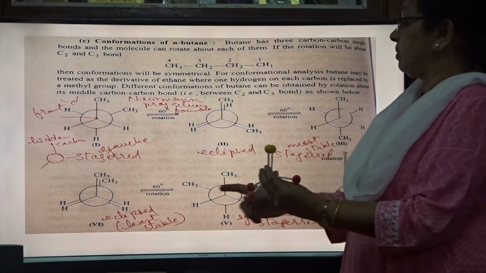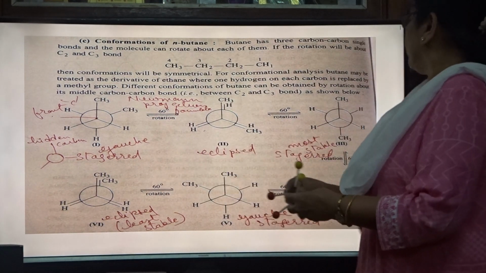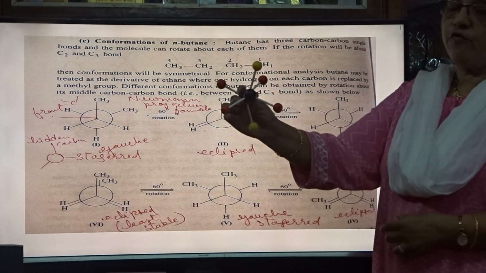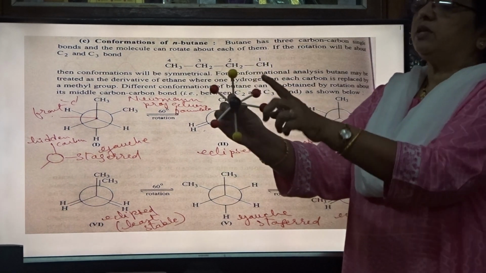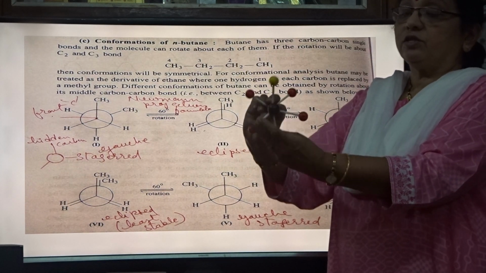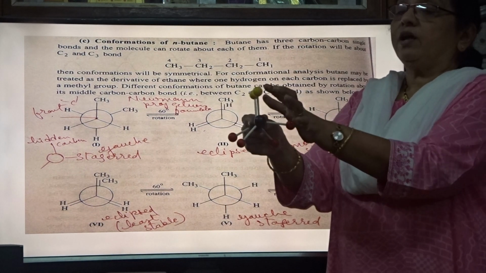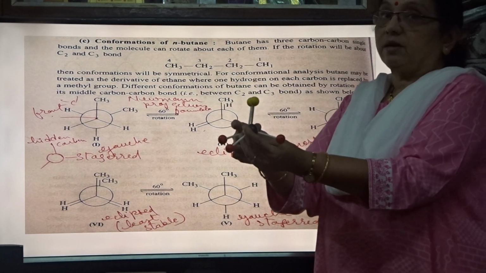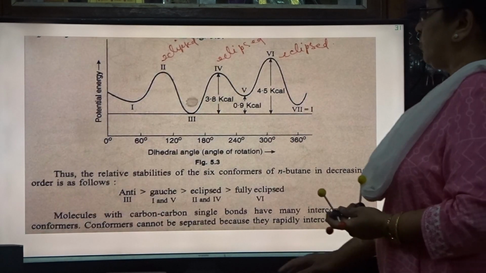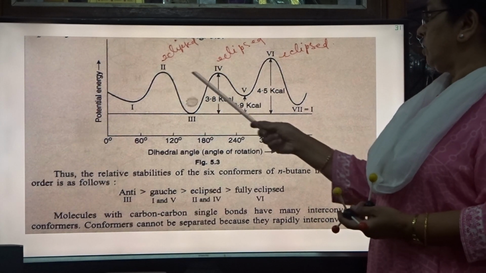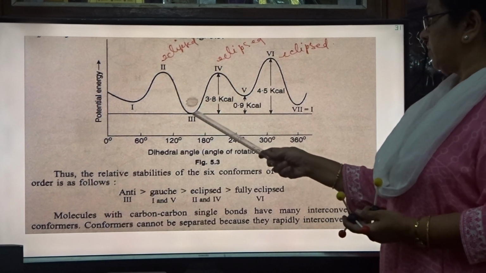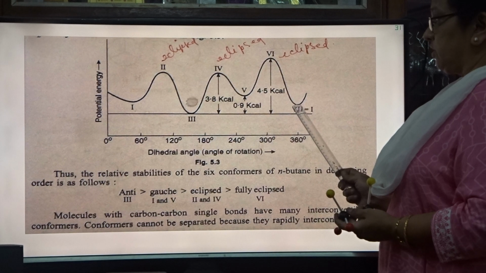Eclipsed is the least stable. This position is least stable, and this third is the most stable, when the CH3 and CH3 are very far apart from each other. Once more, in this conformation CH3, CH3 are very far from each other and this is the most stable, and here CH3, CH3 are very close to each other and this is the least stable. So this is the energy profile diagram. Eclipsed are at higher energy, so they are least stable, and the staggered have lower energy, so they are more stable.